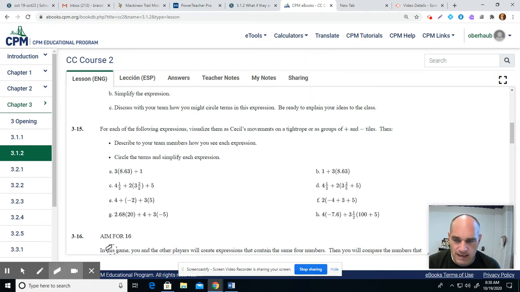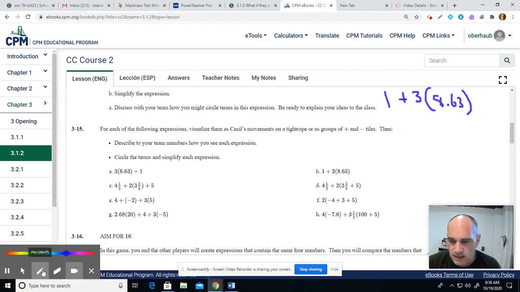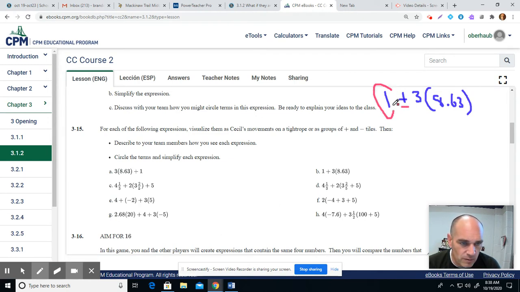All right, so let's go over here to B now. So B, if I take a look at this, is 1 plus 3 times 8.63. So once again, I'm going to break these up into terms. So here's my plus sign. So I have a term here, and then my second term is right here. So I'm going to simplify this grouping first. So 3 times 8.63.